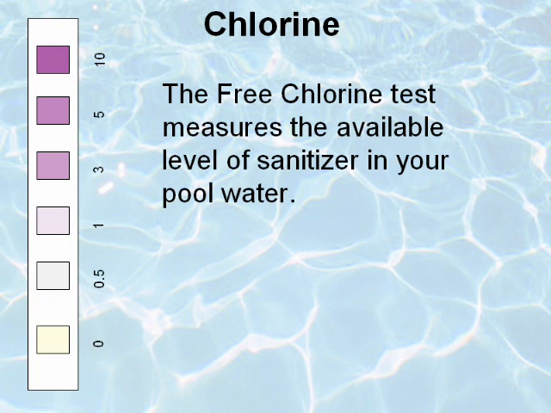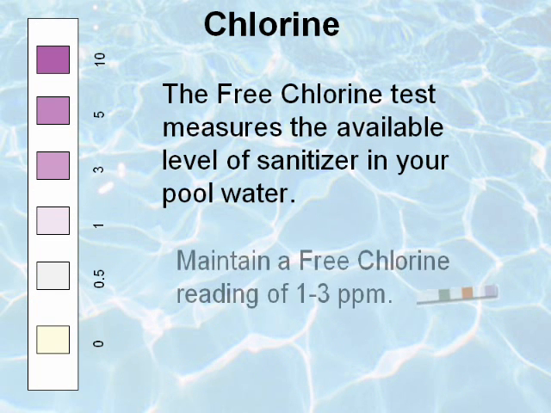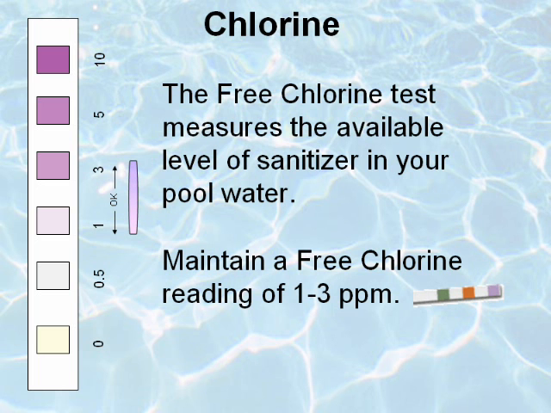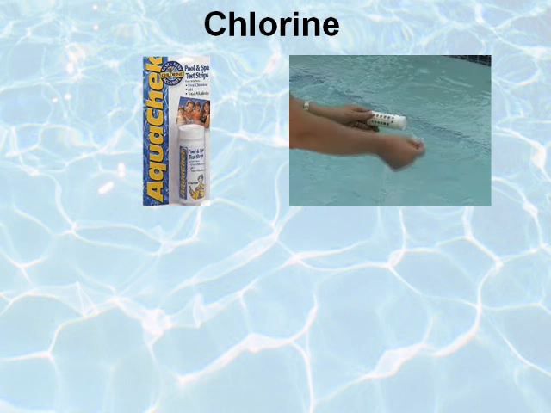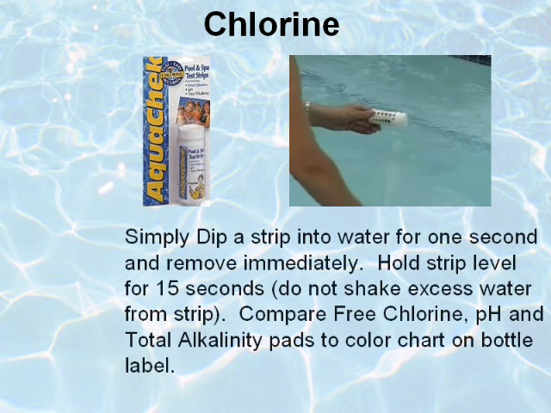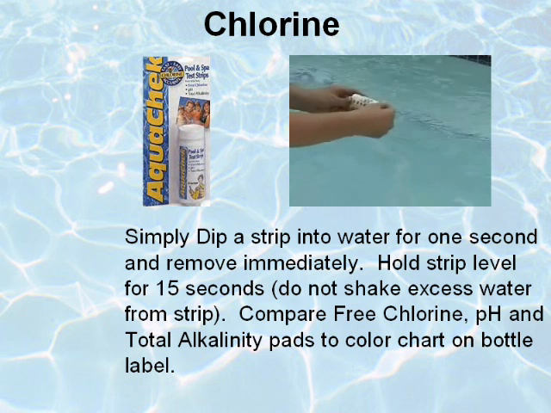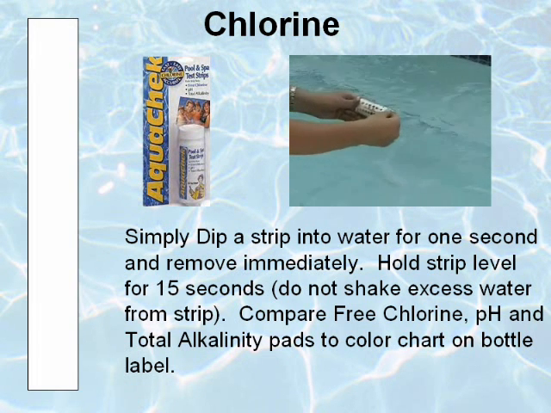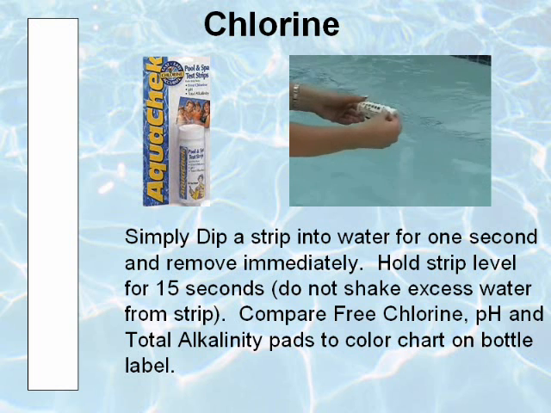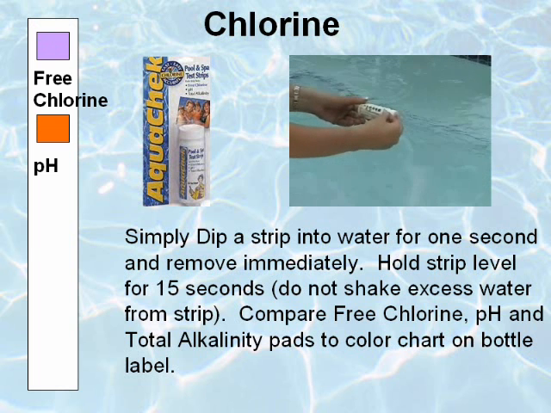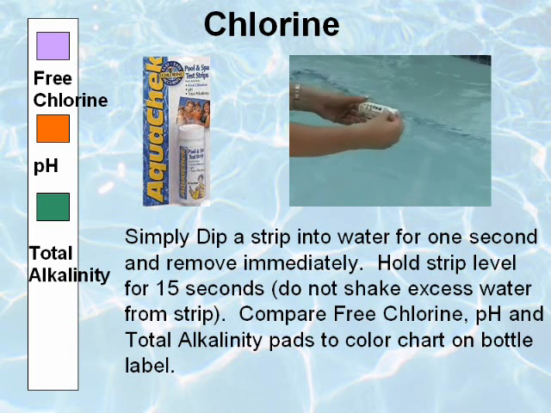The free chlorine test measures the available level of sanitizer in your pool water. Test your water 2 to 3 times per week and maintain a free chlorine reading of 1 to 3 parts per million. AquaCheck Yellow Test Strips provide an easy and reliable method of testing. Simply dip a strip into the water for 1 second and remove immediately. Hold strip level for 15 seconds, then compare free chlorine, pH, and total alkalinity indicators to the color chart on the bottle label.